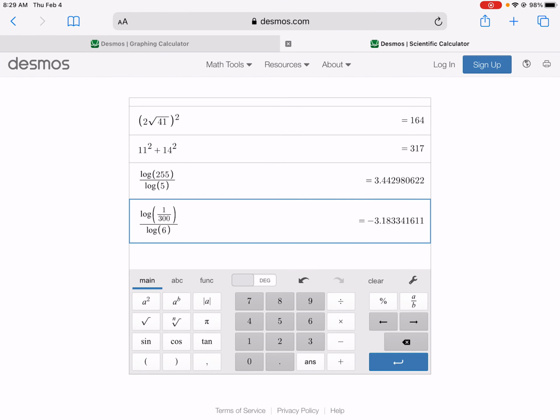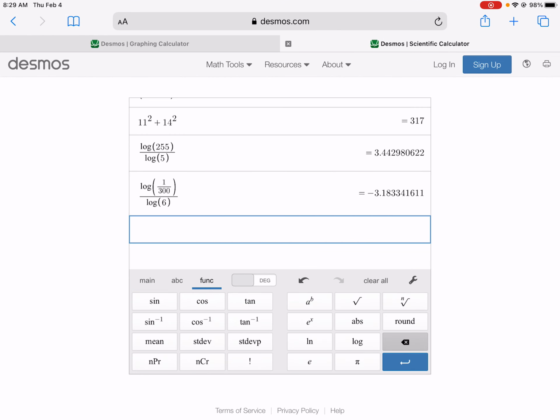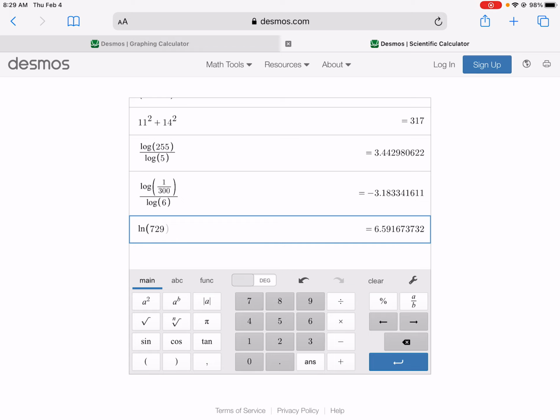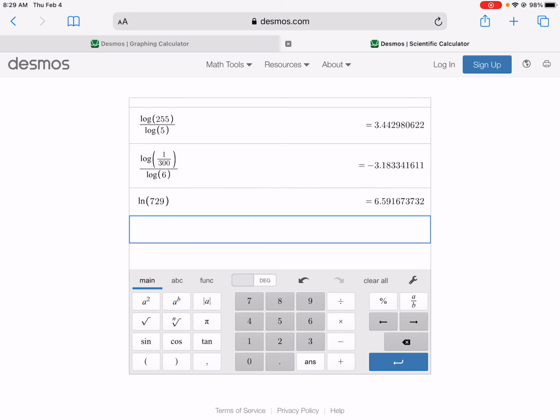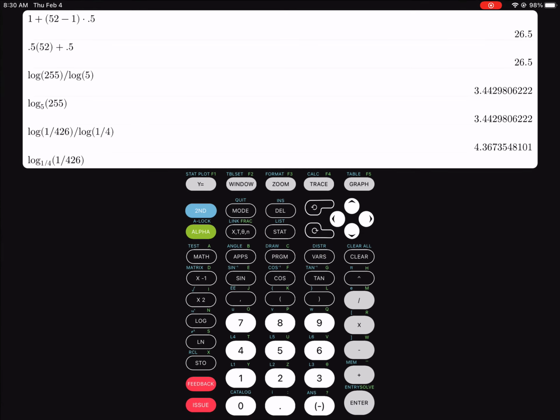If you do it on Desmos, if you go to function, left of log is natural log. So it's on the 3rd row down, and then it's the 3rd one from the right. So you do natural log of, and then you have to go back to main to get to your numbers, so of 729. So 6.5917, because after the 6 is a 7, so it bumps it up.